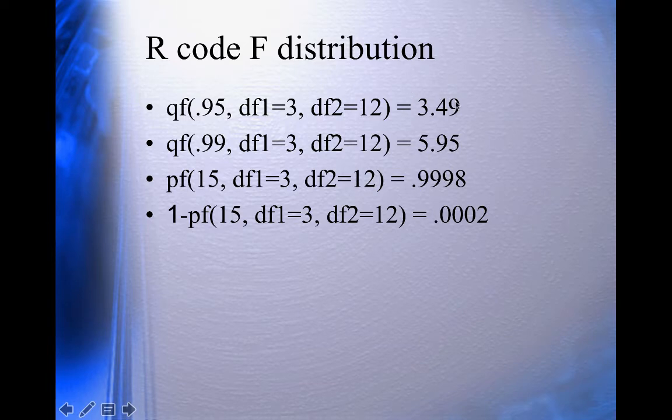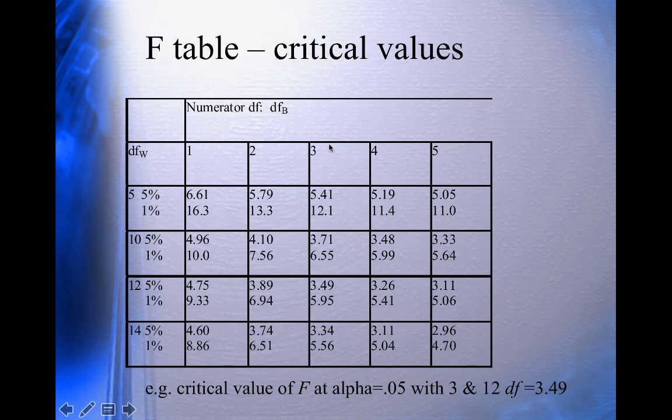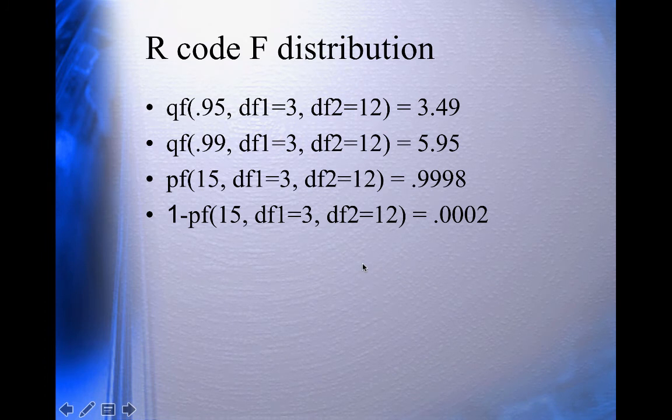All right, so 3.49, 5.95. You see 3 and 12, 3.49, 5.95. Those are the values that you get from the computer, and they match up with what you see in the table.